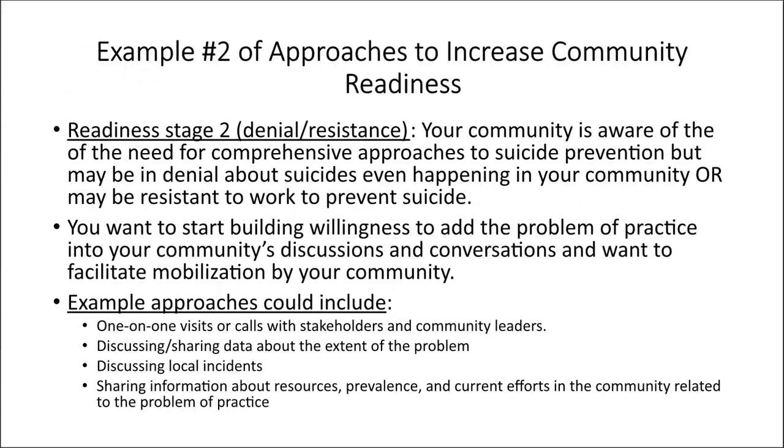Let's talk briefly now about example 2 of approaches to build community readiness. Let's say that your community is scored at a readiness stage of 2, which is denial or resistance. What this means is that the community is aware of the need for comprehensive approaches to suicide, but it may be in denial about suicides even happening in the community, or really may not want to do work to prevent suicide. Here, what you're going to want to do is to start to build willingness to add this as a problem of practice into your community's discussions and conversations. And you want to start to facilitate mobilization by your community around suicide prevention.